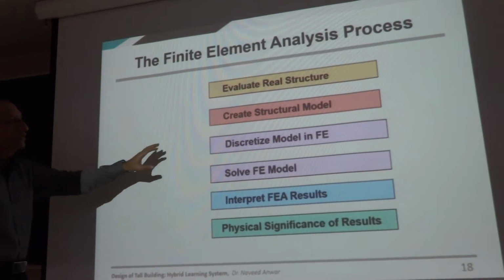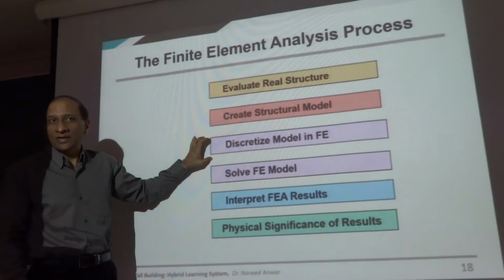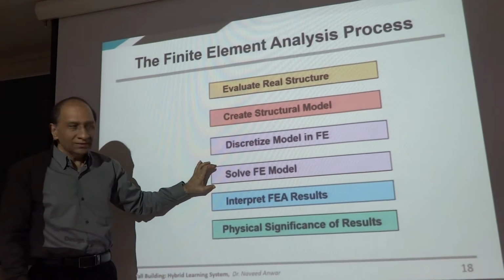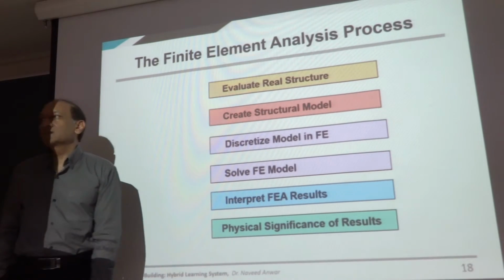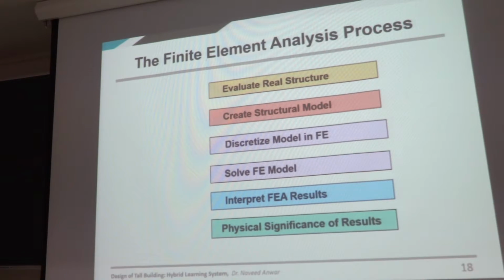Once you make that, then you convert that into a finite element mesh, discretize it into elements, small pieces, then solve the model, then interpret the results and the physical significance of those results. What does it mean to have a 10 centimeter displacement?